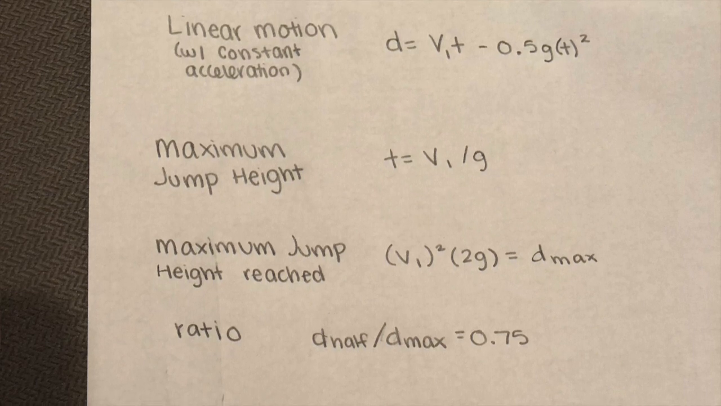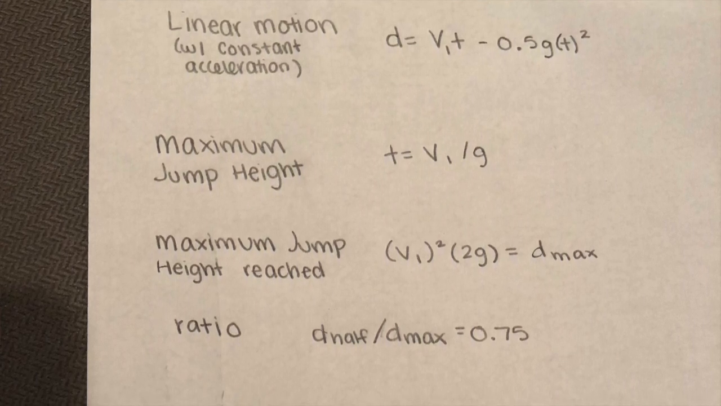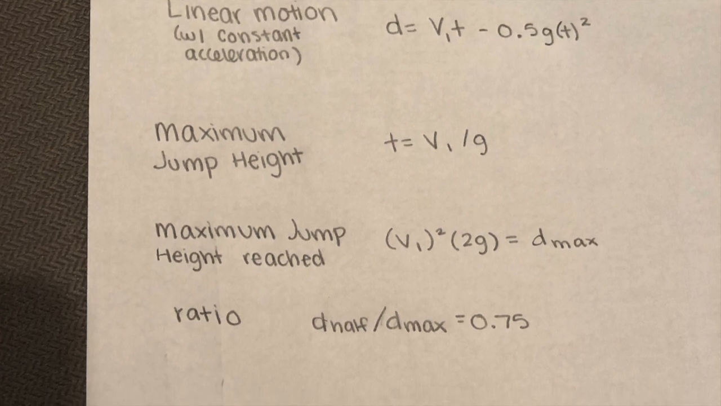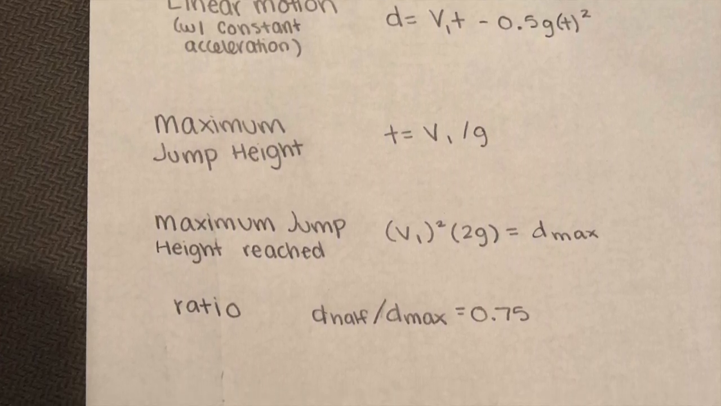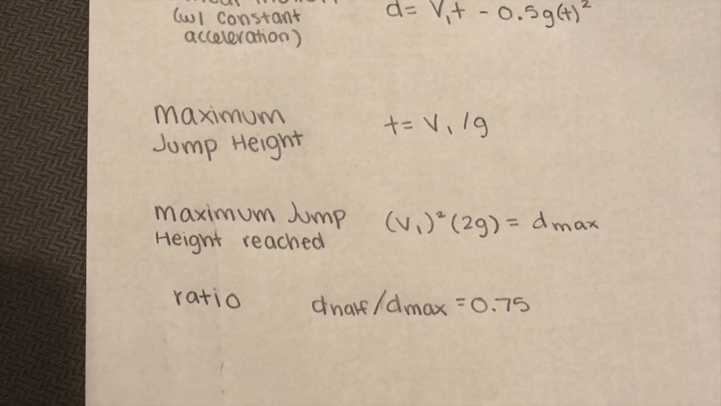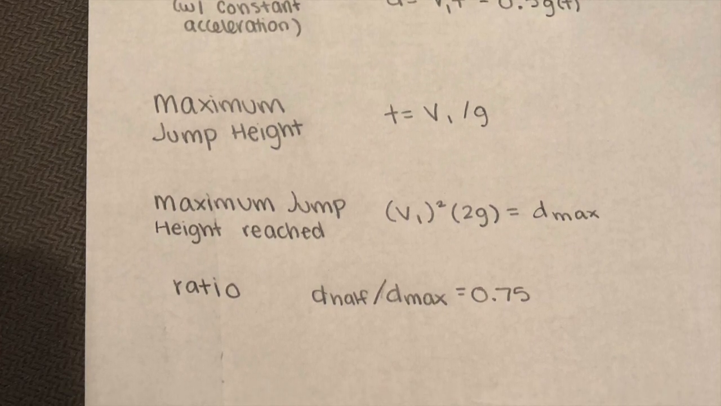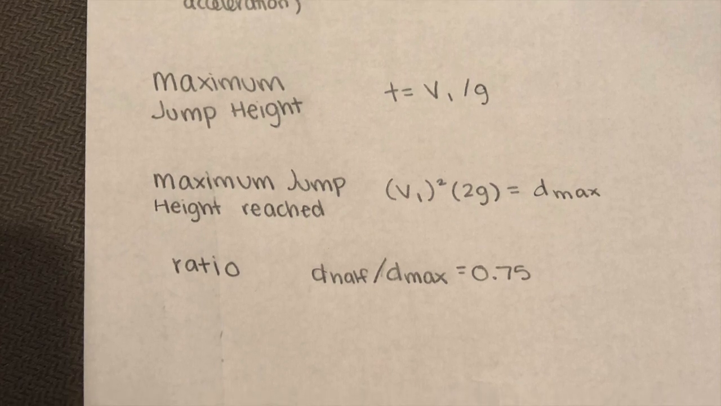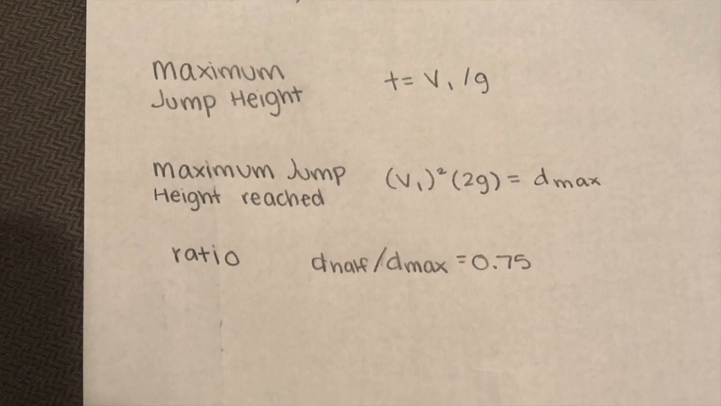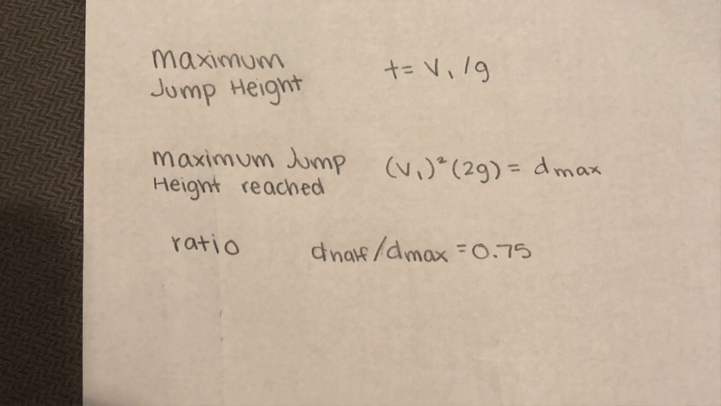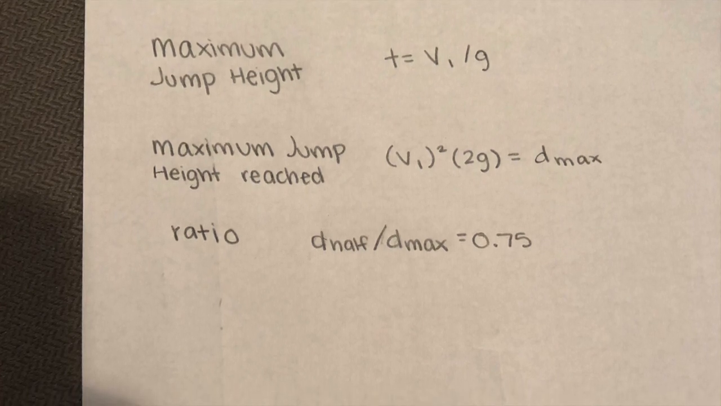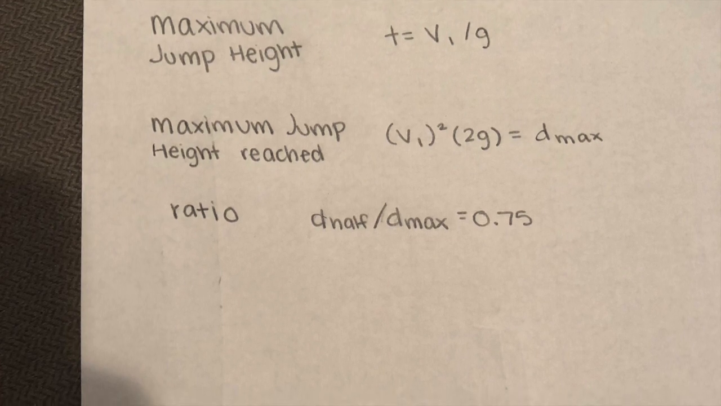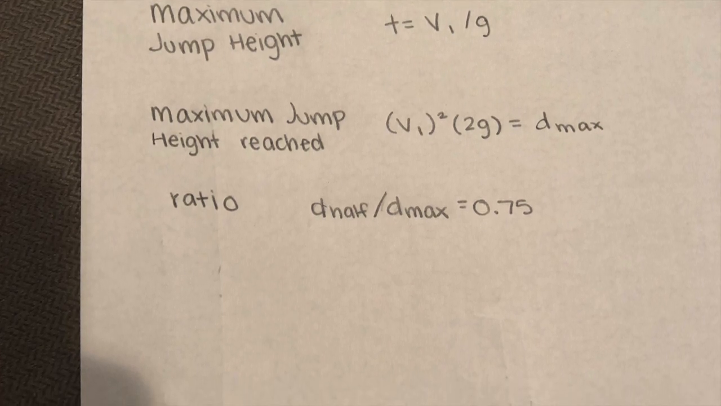D equals V1 times t minus 0.5 g t squared, where D is the vertical jump distance, V1 is the vertical component of jump velocity at takeoff, and t is time. g is the acceleration due to gravity, which is always 9.8 meters per second squared. The maximum jump height is reached at t equals V1 divided by g. Using the formula above for D, the maximum height reached is D max equals V1 squared divided by 2g.